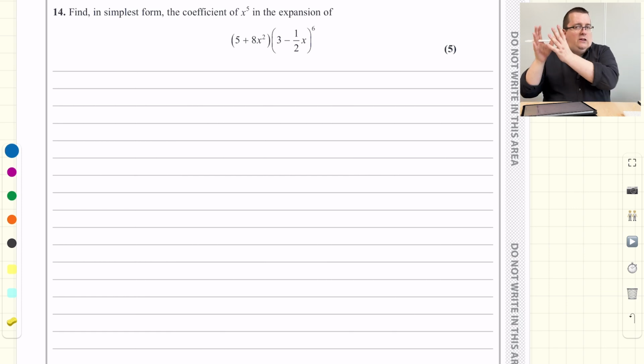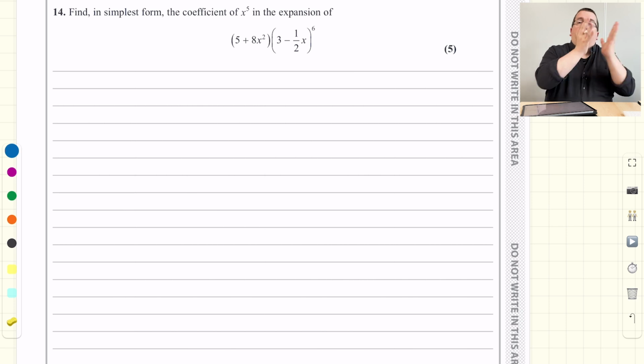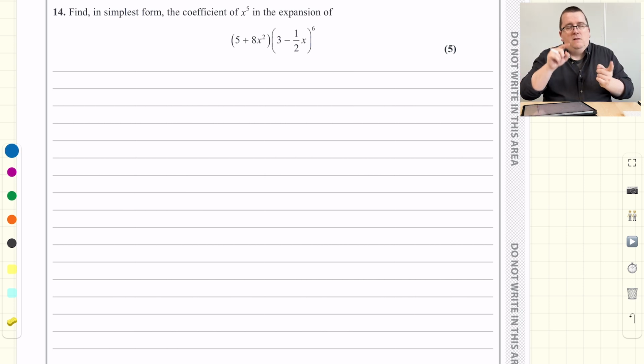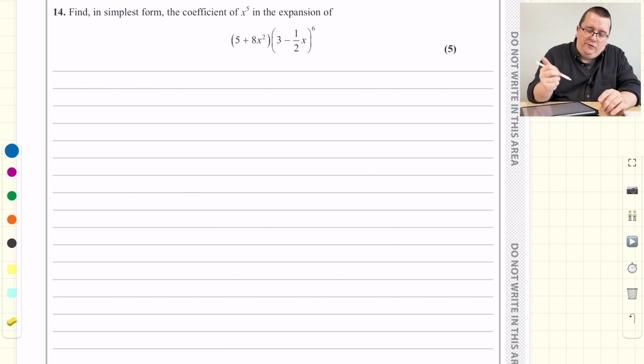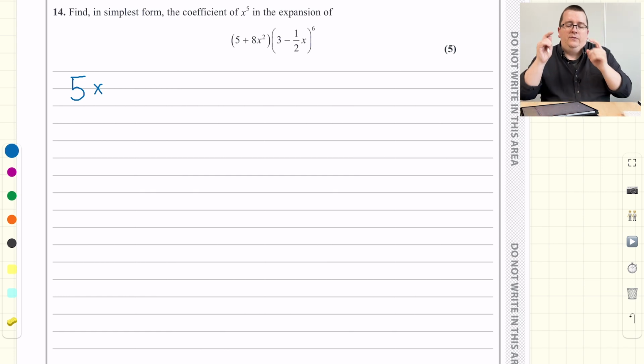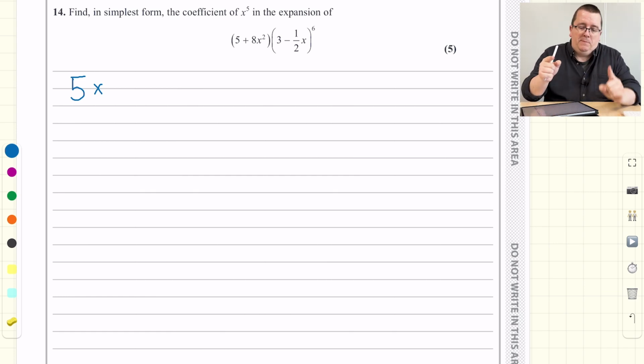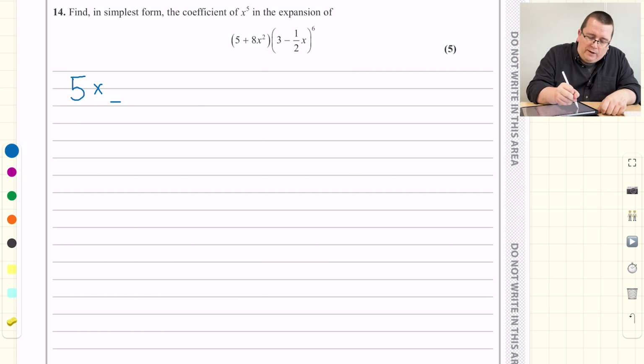Now that's going to have a constant term. It's going to have a linear term. So something x, you can have a quadratic term, something x squared, a cubic term, quartic term, x to the 5, x to the 6. Okay? The ways that we can multiply those two brackets together to get an x to the 5 is from multiplying the 5 with the x to the 5 term in the binomial expansion. So that's one way of doing it.